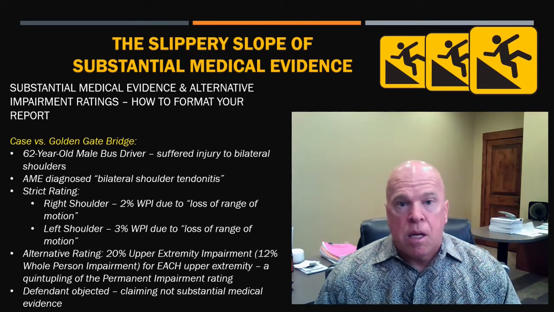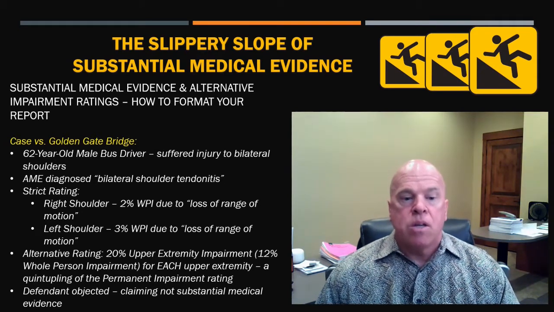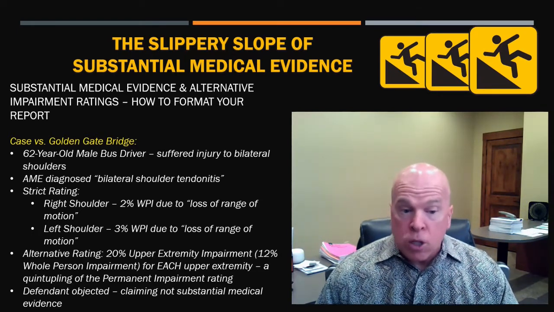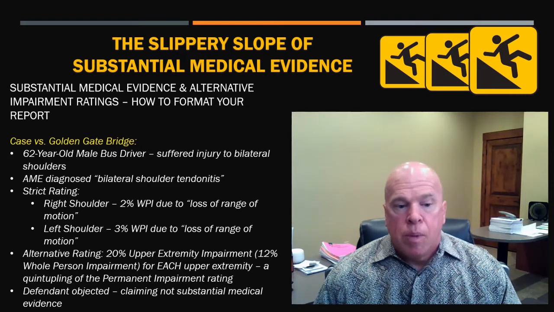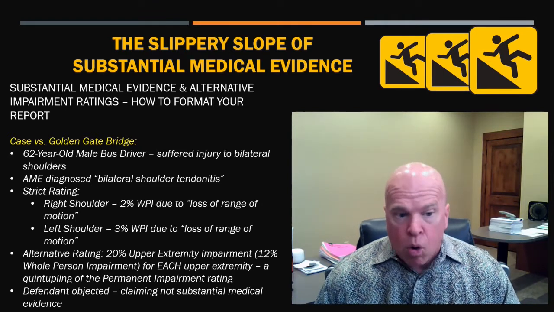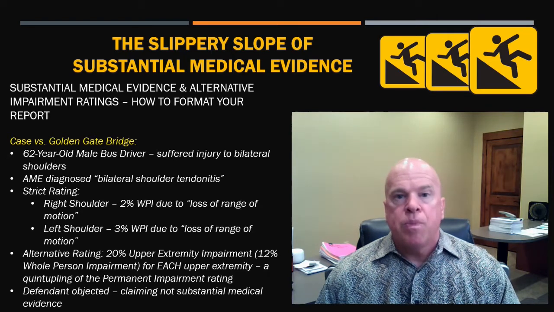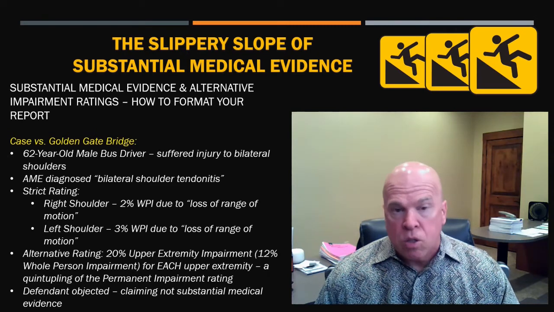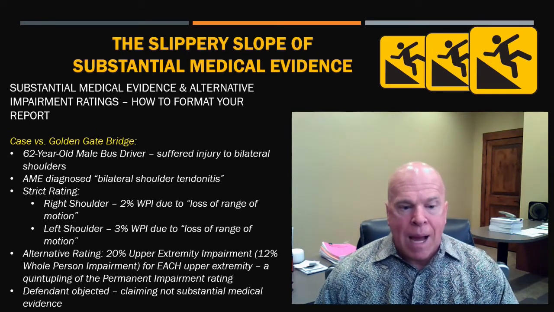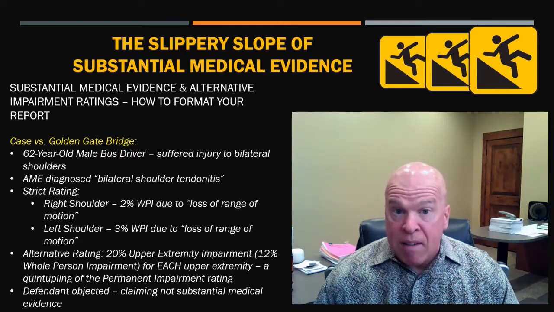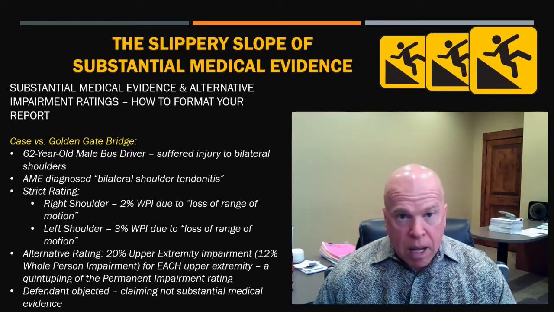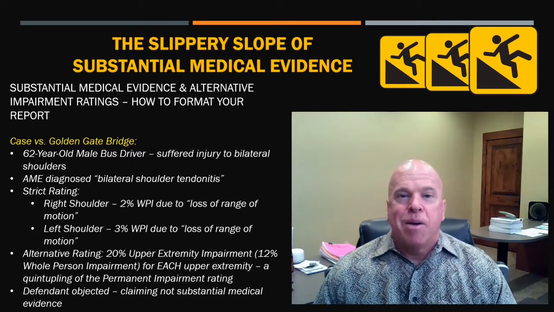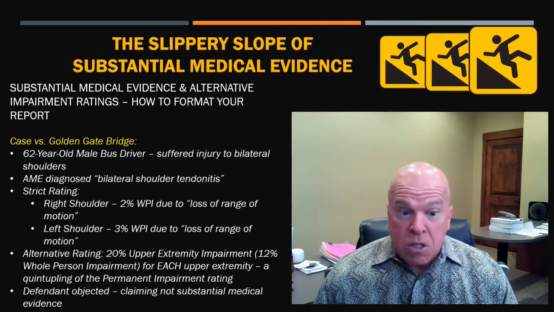And indeed, the medical evaluator rated Mr. Case based upon loss of range of motion. So for the right shoulder, the medical evaluator provided for 2% whole person impairment due to loss of range of motion. For the left shoulder, he provided for 3% whole person impairment due to loss of range of motion. And combining those would probably come out to be about 5% whole person impairment. So that was the final rating for Mr. Case under the strict application of the AMA guides, 5% whole person.